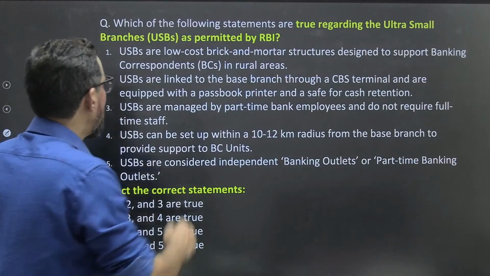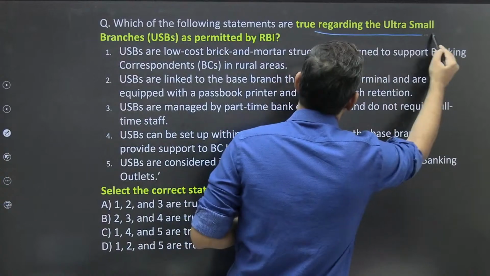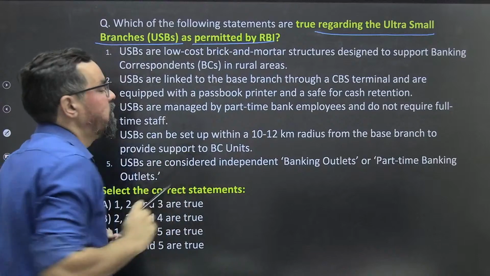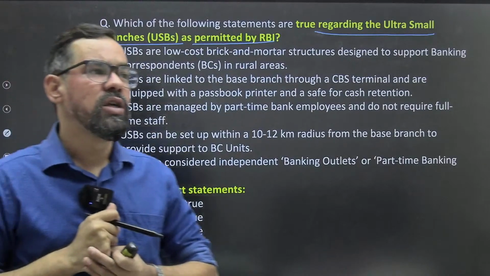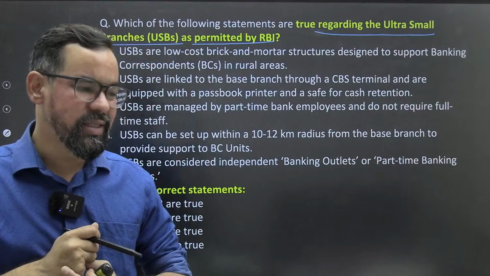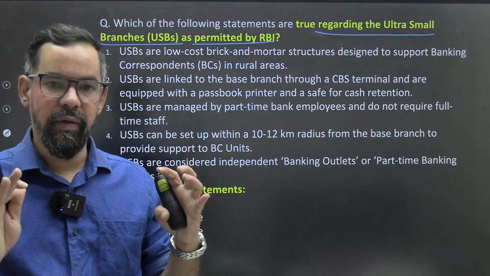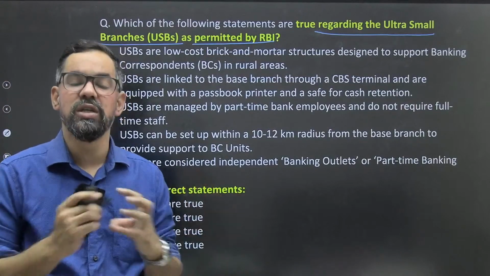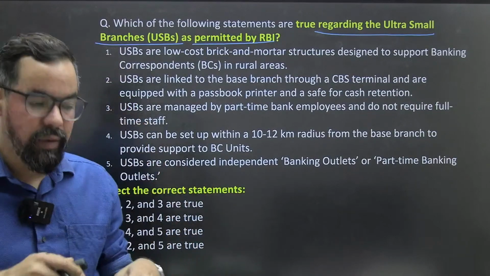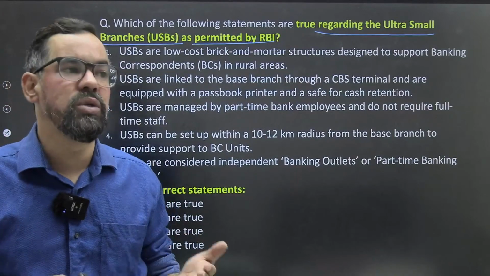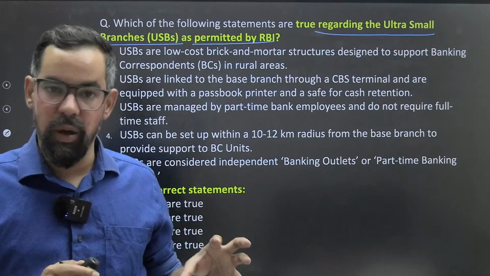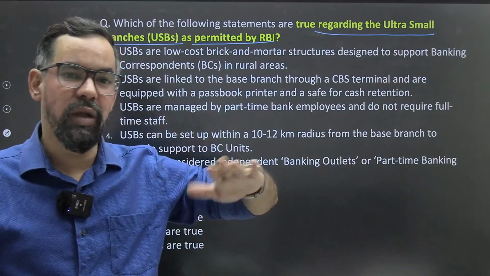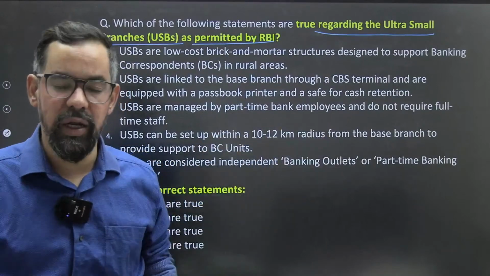Next one. Which of the following statements are true regarding ultra small branches as permitted by RBI? Okay, so ultra small branches, this is something like, let's say in an area where we have a huge customer base and all, it is tough to manage through one branch. So what we usually do is open some ultra small branches. These ultra small branches are within 4 to 5 kilometers of radius of that main branch.